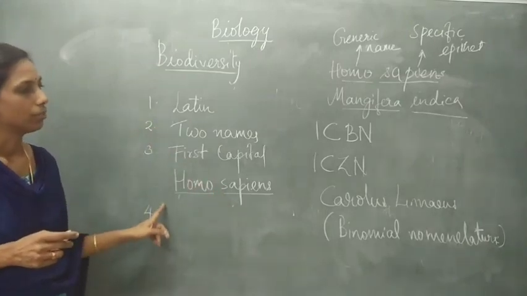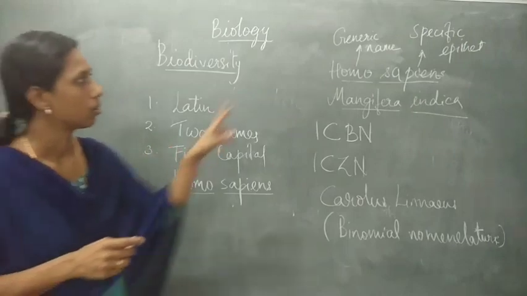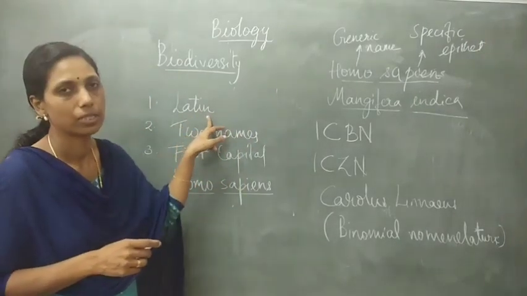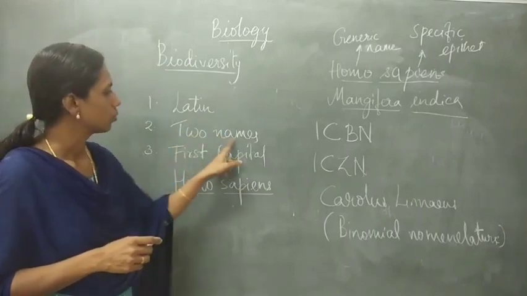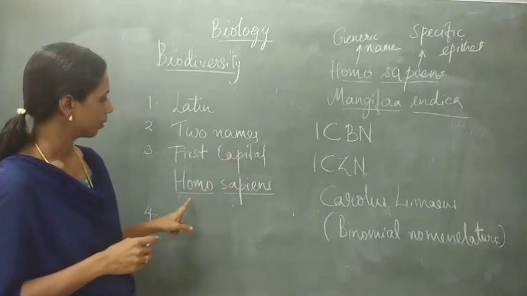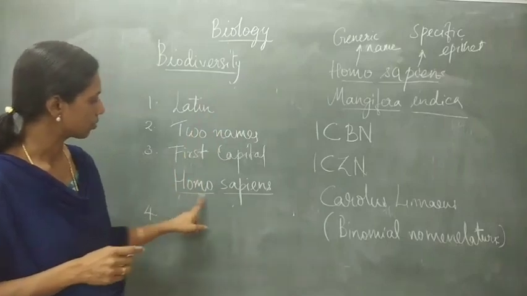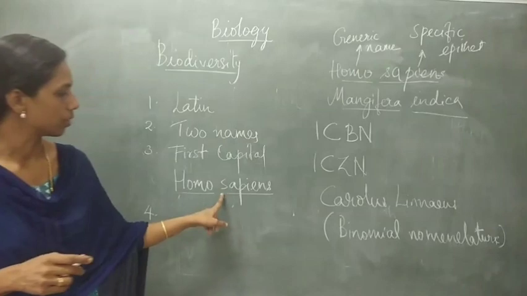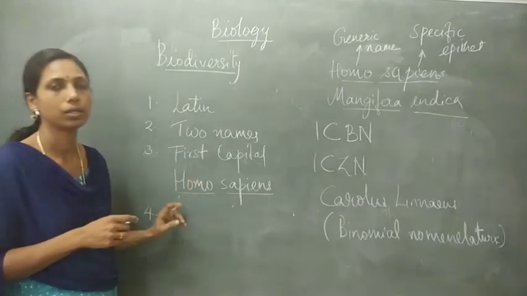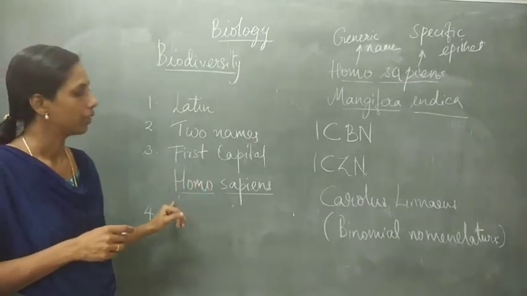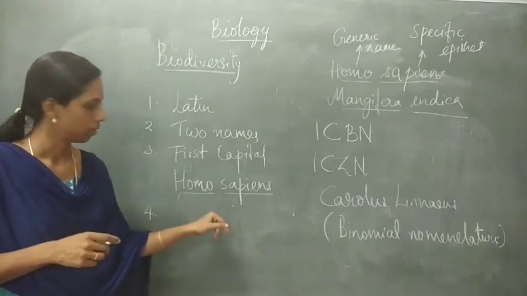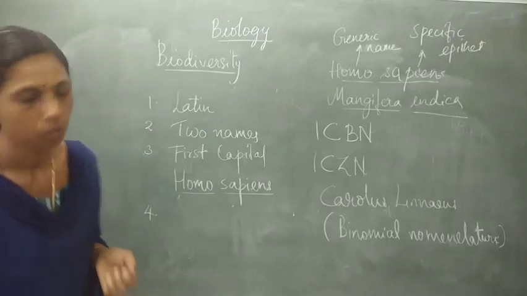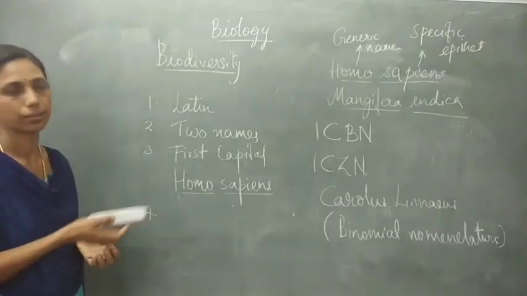So scientific names consist of two names, called the generic name and the specific epithet. They arise from Latin. The first name is called the generic name, which starts with a capital letter. The second one is called the specific epithet, and starts with a small letter. When it is printed, it should be printed in italics. When handwritten, it should be underlined separately. Okay, so these are the rules of nomenclature.